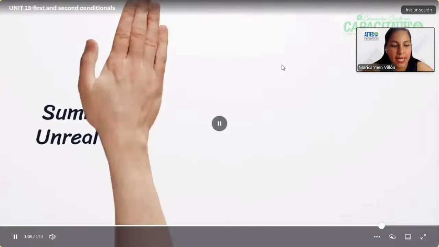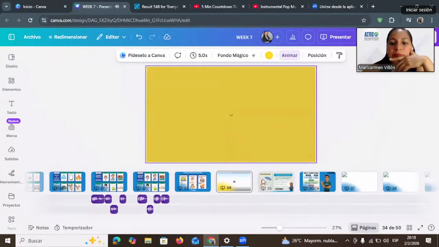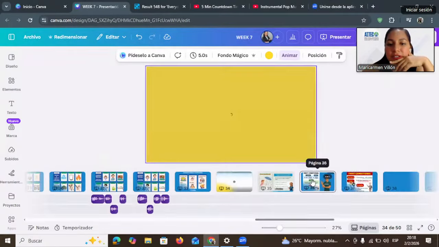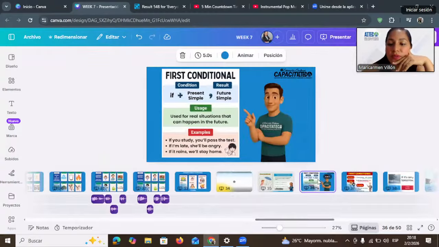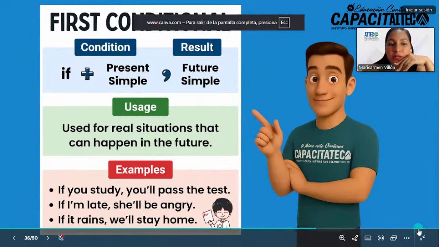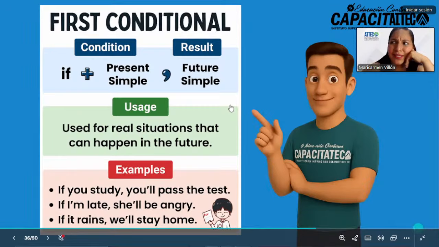Okay, so let's start with this. First conditional. Verán que ya vimos entonces zero conditional. Zero conditional. Hay una condición, hay un resultado basados en hechos reales. Si usted hace tal cosa, va a pasar tal cosa. Okay, but listen now. We have here in first conditional the same thing. Nosotros vamos a estar usando este if, very important en los condicionales.